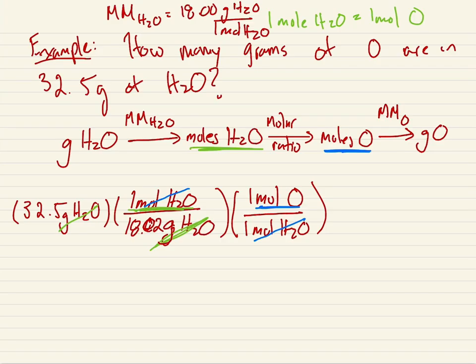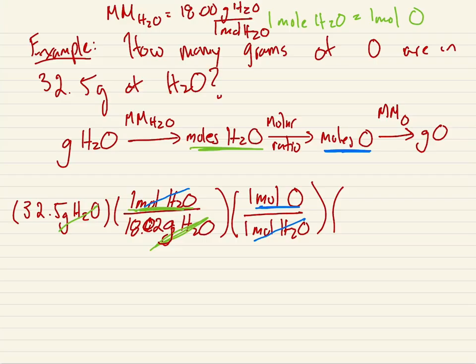If we were going in the opposite direction, then we would flip the molar ratio. So we're keeping track of our units at each step along the way here. And now we're in moles of oxygen. Our final step is to get into grams of oxygen. So what do we use for that? Grams per mole. We use the molar mass.